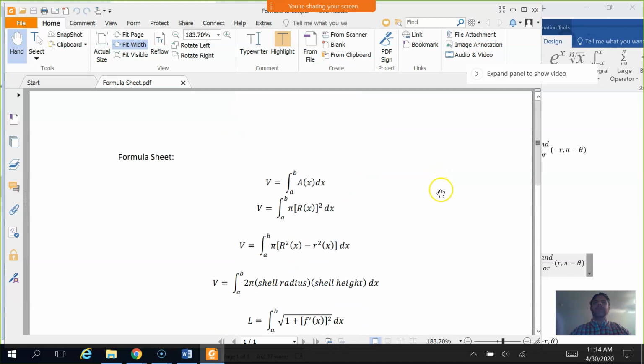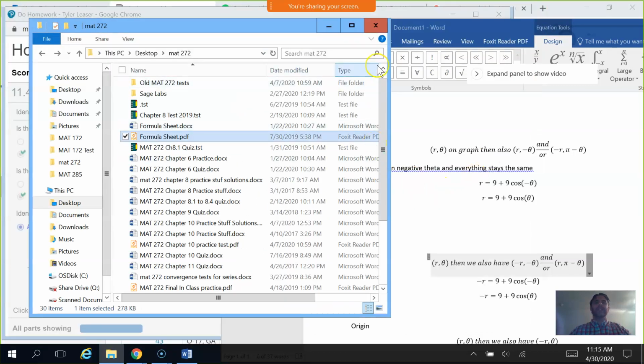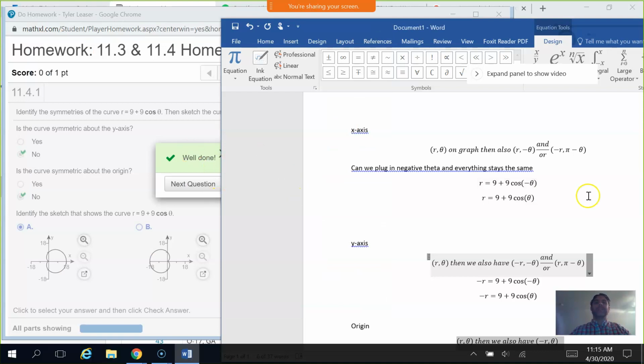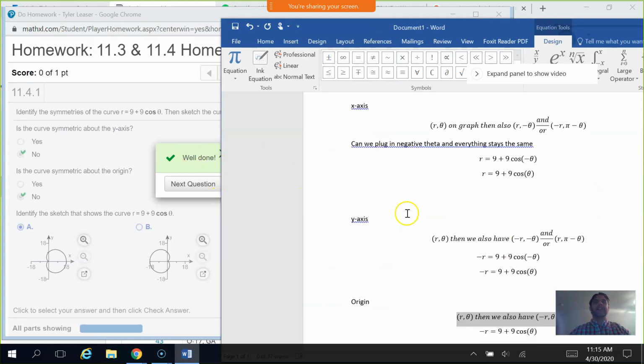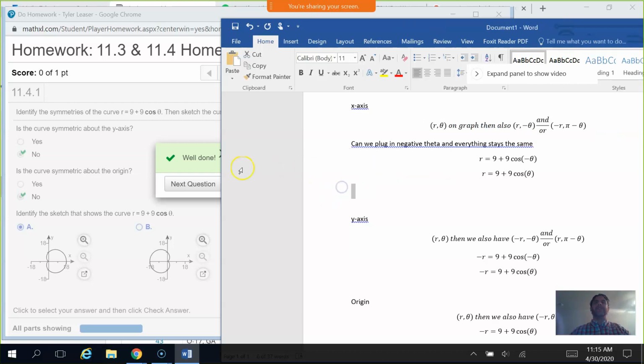It's got a lot of stuff up there, but it doesn't have the symmetries. I think that was just because on the exam I gave last time, it didn't have these on there. But of course, you guys are going to have stuff definitely on the Chapter 11 test. So just make sure you have this in front of you so that you know when to use it for these symmetries. Questions?